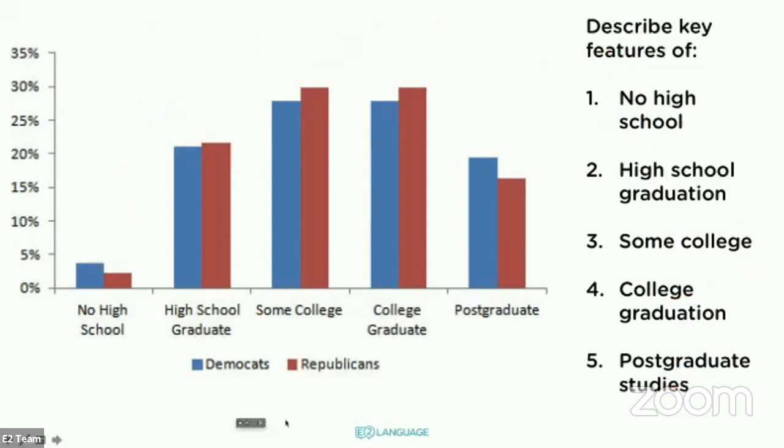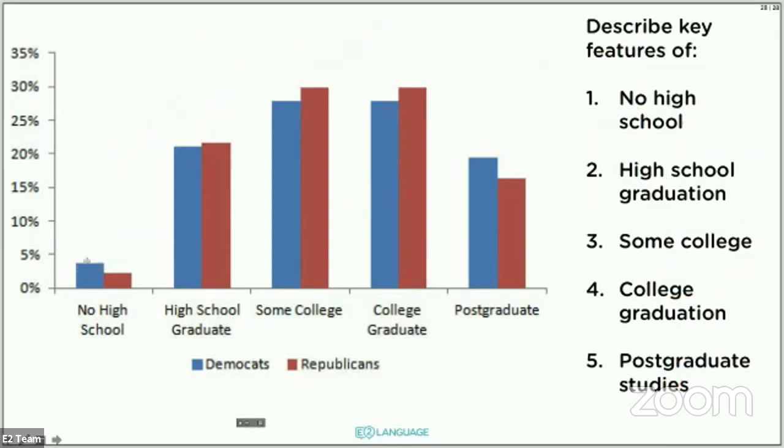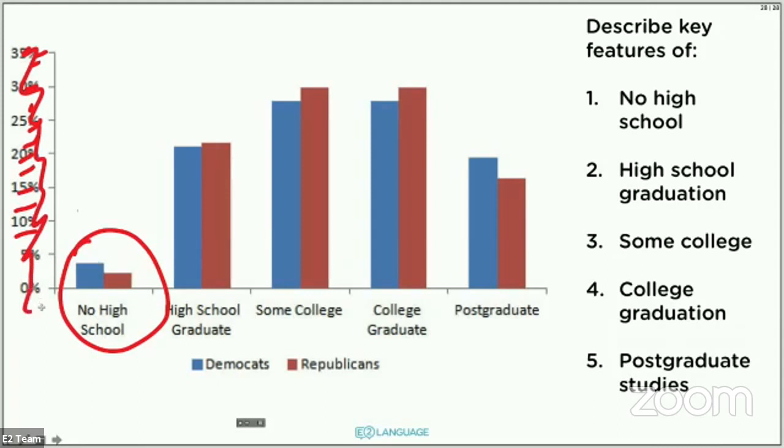Okay, then what I did is this. I said, okay, very few people did not finish high school. Remember, I'm just describing key features. I'm not getting into any detail here. No y-axis stuff. Okay, so nothing from here. And I also said, also very few people completed postgraduate studies, which is kind of a little bit inaccurate, but it was okay.